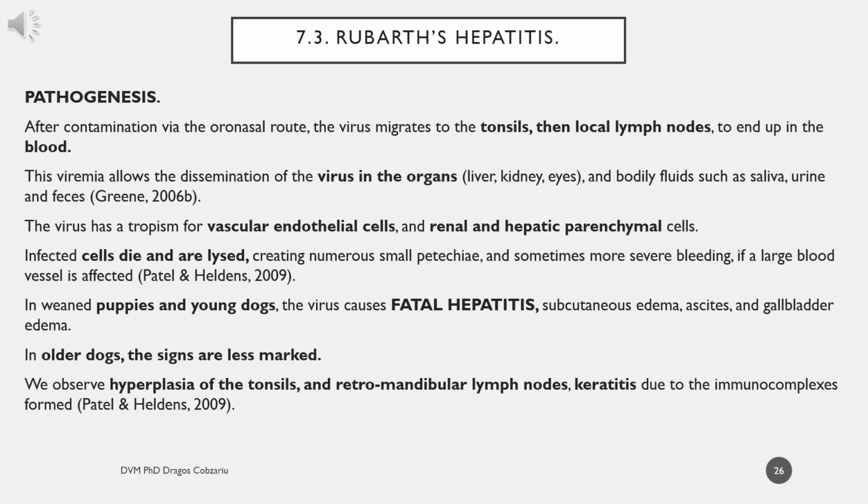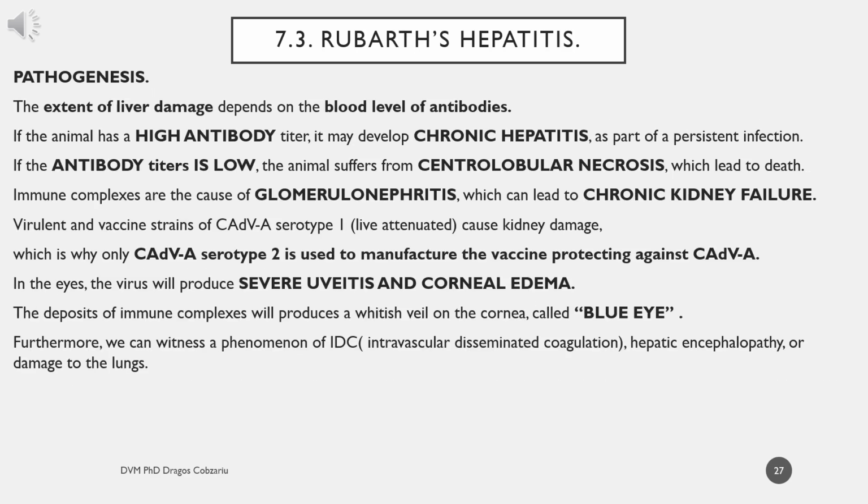In older dogs, the signs are less marked. We observe hyperplasia of the tonsils, and retromandibular lymph nodes, keratitis due to the immunocomplexes formed. Pathogenesis. The extent of liver damage depends on the blood level of antibodies. If the animal has a high antibody titer, it may develop chronic hepatitis, as part of a persistent infection. If the antibody titer is low, the animal suffers from centrilobular necrosis, which can quickly lead to death.